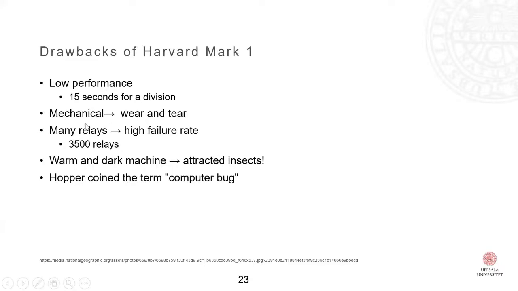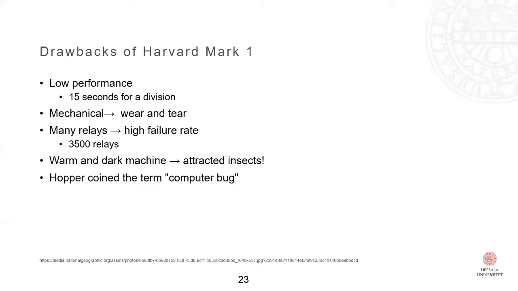Another drawback was that it was mechanical, so it would wear and tear, and it had many relays. And when you have many relays, it is possible that some of them fail. It had actually over 3,500 relays. So it was too many, and it was very probable that one of them could fail, and then the whole computation would fail. And these electrical machines would consume a lot of electricity, so they would get very warm, and the heat was itself a problem, how to cool down these machines.